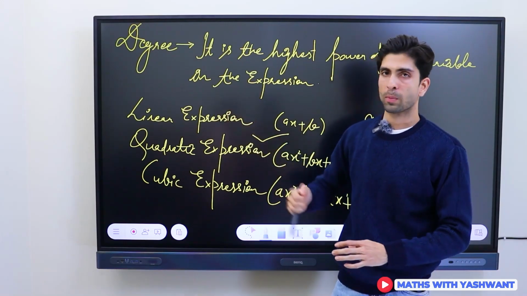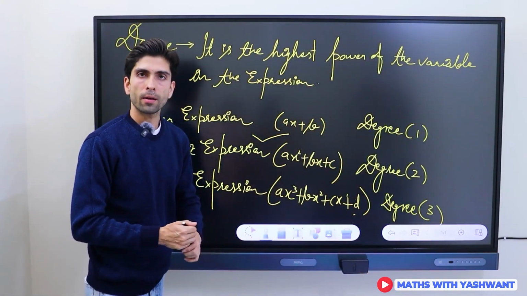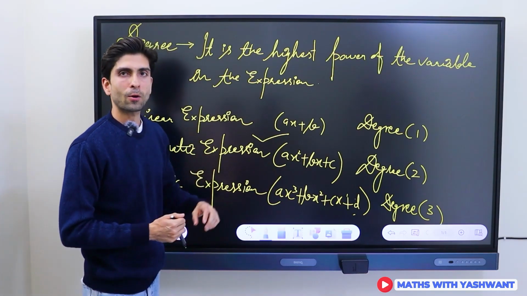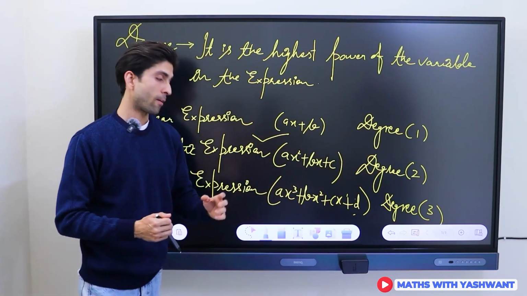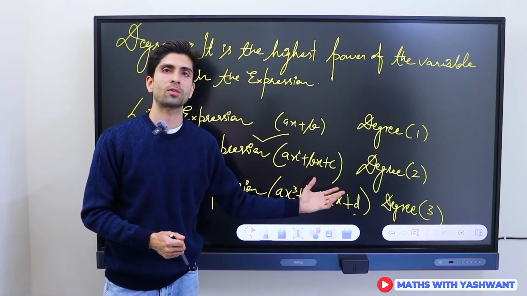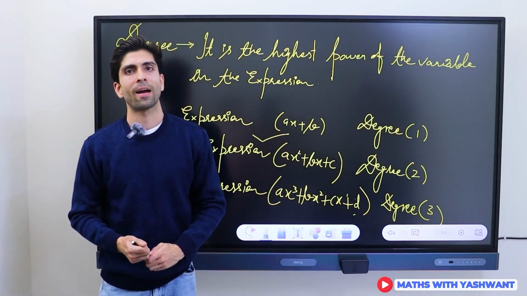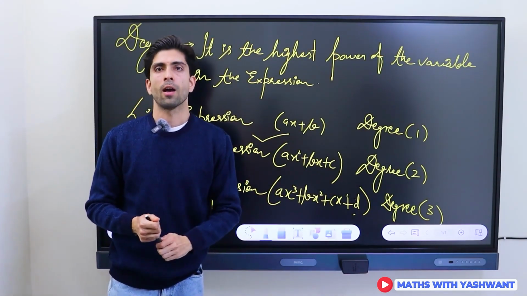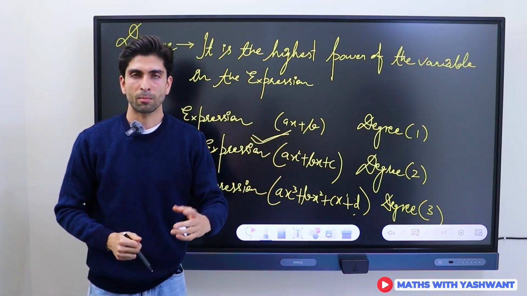Like for a linear expression that looks like ax plus b, we have degree 1. For a quadratic expression that looks like ax squared plus bx plus c, we have degree 2. And for a cubic expression that looks like ax cubed plus bx squared plus cx plus d, we have degree 3. And we have some other algebraic expressions of higher degree as well. But for this class, we're going to talk about factorization of a quadratic expression using the middle term splitting method.